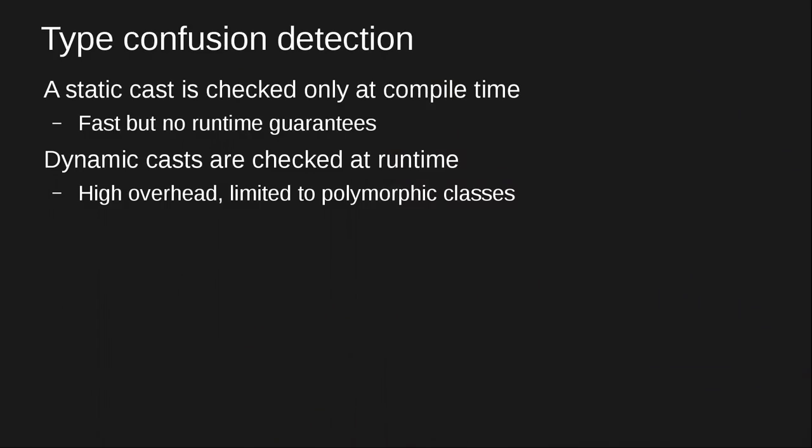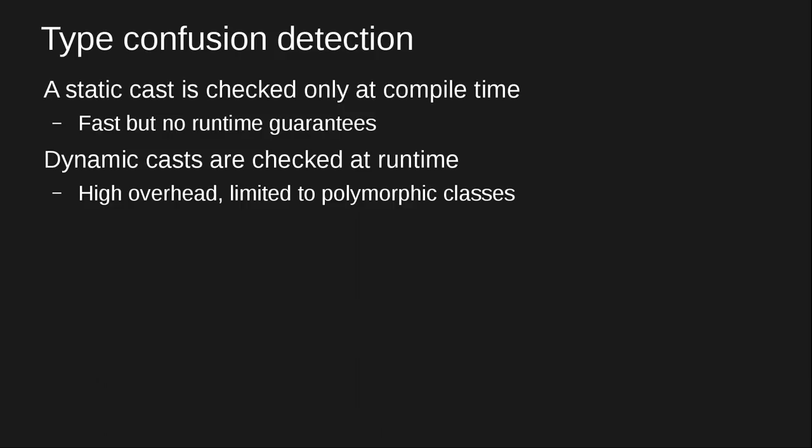So the underlying problem that we have here is, in C++, a static cast is checked only at compile time, which is fast, but does not give us any form of runtime guarantees. On the other hand, we have dynamic casts that are checked at runtime, which result in high overhead and are limited to polymorphic classes. Polymorphic classes are the classes that have virtual functions in them.